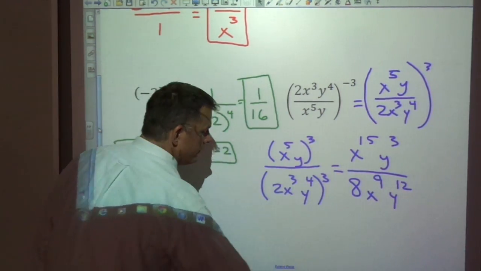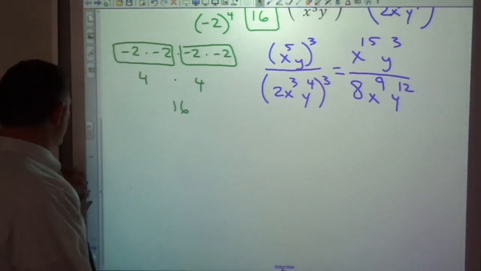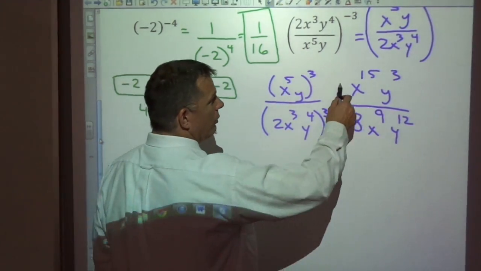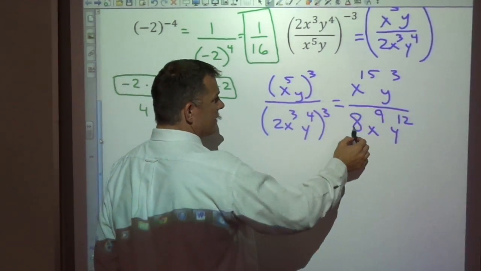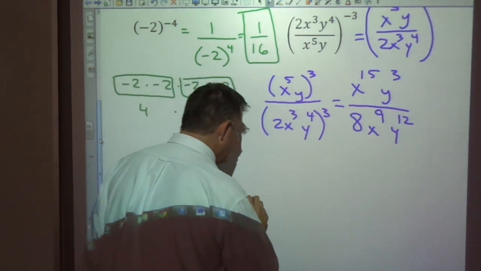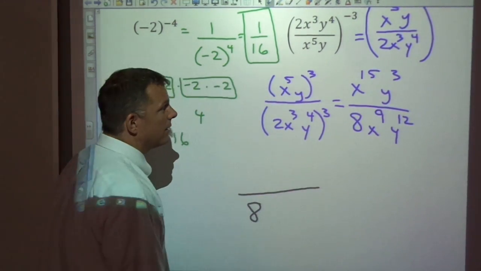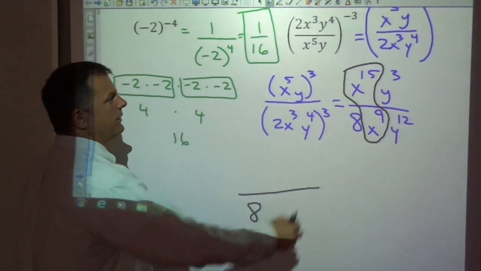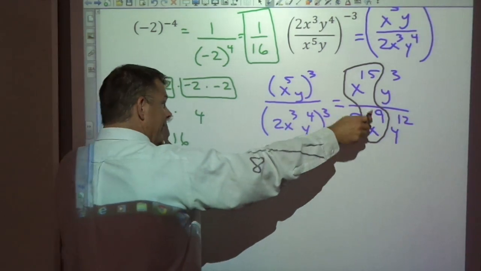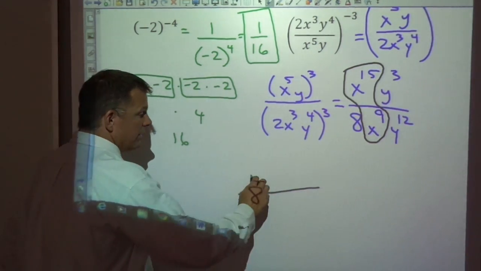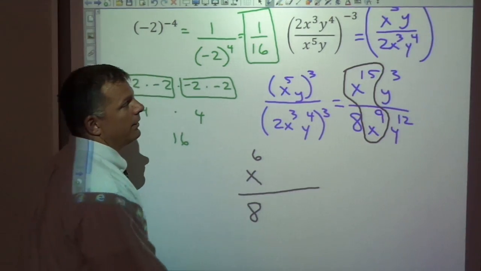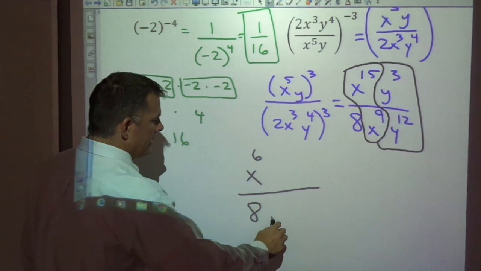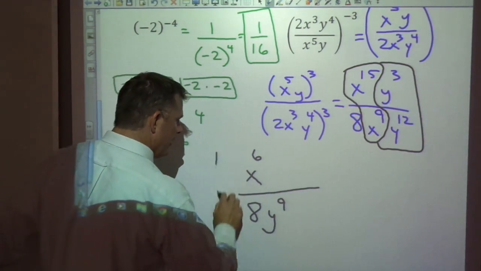Are we done? I wish. Not quite. There's still more we can do. Can we do anything with the whole numbers, the coefficients? This is a 1, this is an 8. Nothing we can change there, so it's just still going to stay 8. But we can still look here. 15 on top, 9 on the bottom. The 9 down here cancel with the 9 up there, which leaves us 6 left up top. And then when we look at the y's, there are 3. They cancel with 3 of these and leave 9 in the bottom.